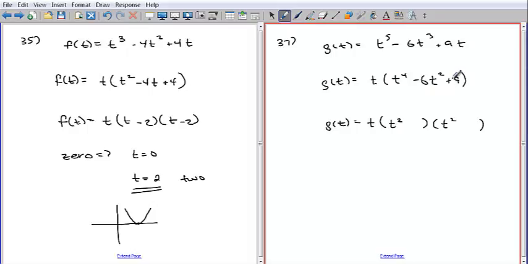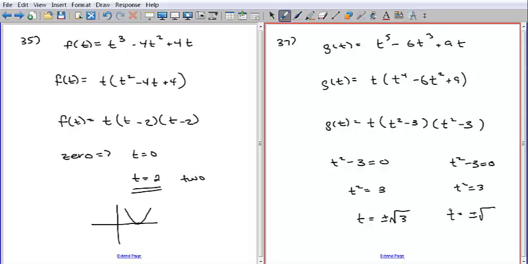Two numbers multiplied together give me 9, but added together give me negative 6. It's just like the previous problem, except it's negative 3 in 2 places. You could factor each one of these, but probably the easiest thing to do is set them equal to 0, and since they're the same, we'll get the same answer either way. So you get t squared is equal to 3. Take the square root, so you get t is equal to plus or minus the square root of 3.